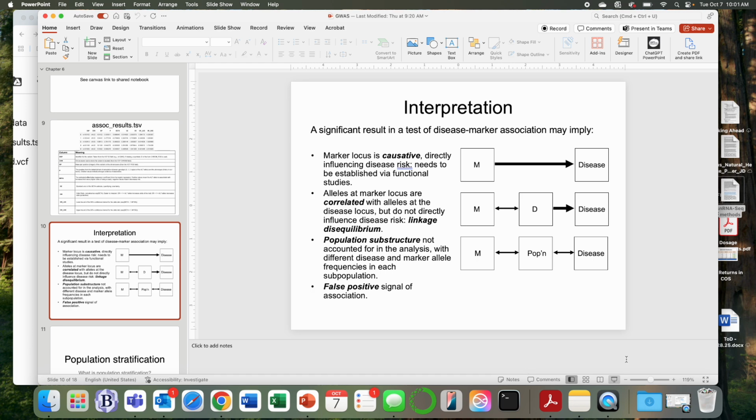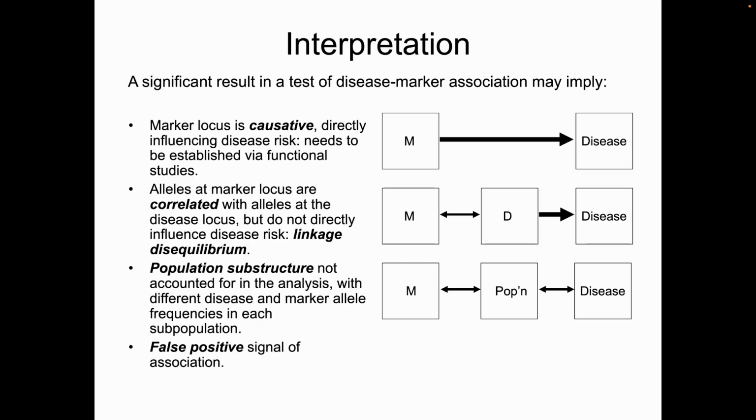This is beyond just whether it's statistically significant or not. If you find an association between a marker locus, which is one of the SNPs that you found an association with, and the disease or whatever the phenotype is, there are multiple interpretations of that. One, it could be causative. Ideally, that's what you're looking for.